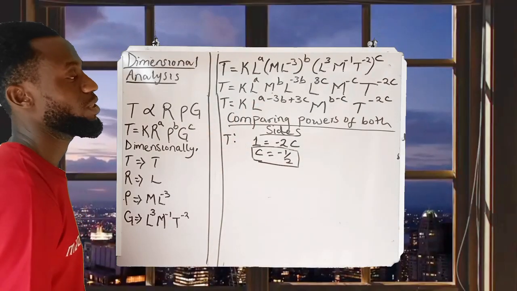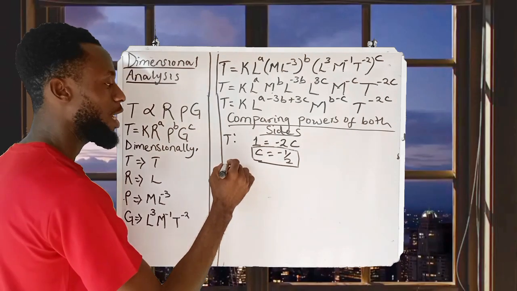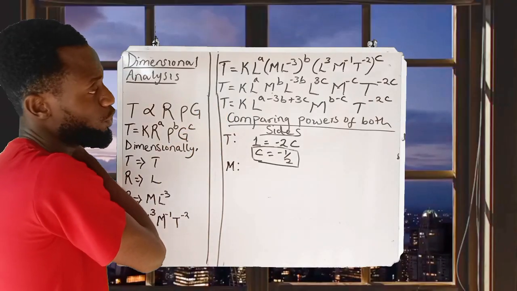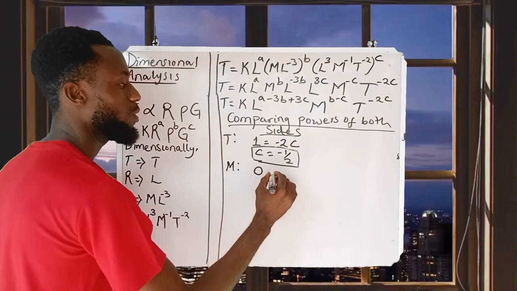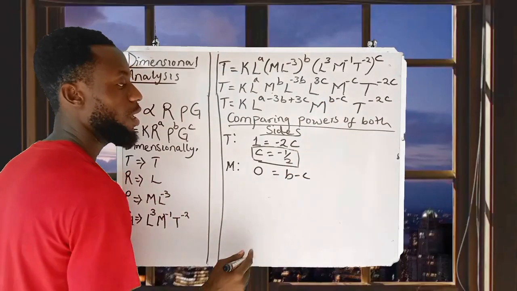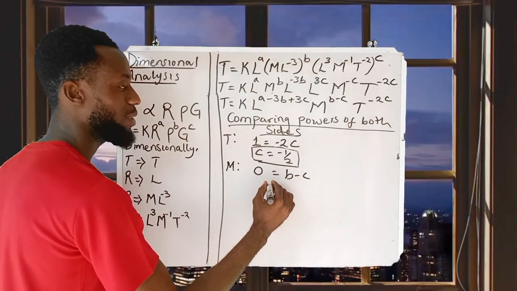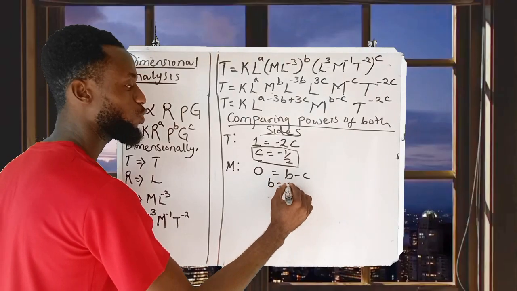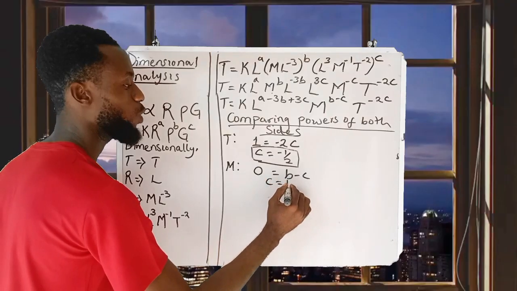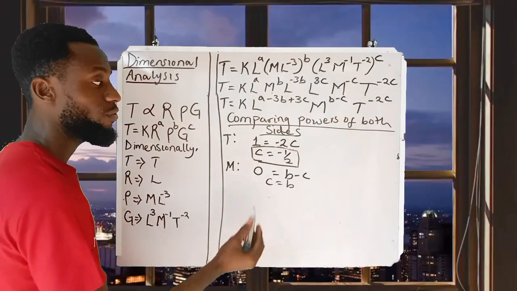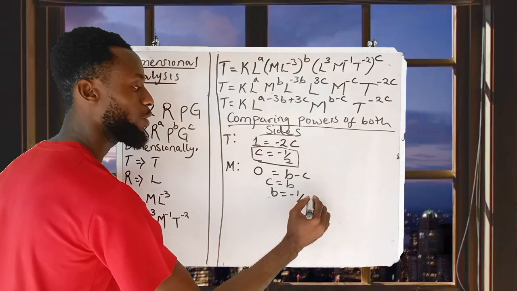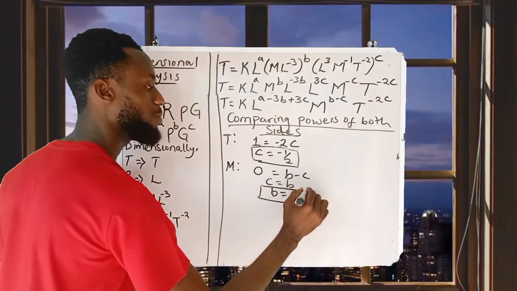We move over to the coefficients, the powers of m. Now for m, looking on the left hand side, you find nothing. So what does that mean? It means 0 will be equal to what is on the right, which is b minus c. Now, if you collect like terms, what does that mean? It means b is equal to c. Oh, let me not confuse you. If I take minus c over, it means c is equal to b. And we have already found c. So what does that mean? That means b is also minus 1 over 2. Second one has been found.